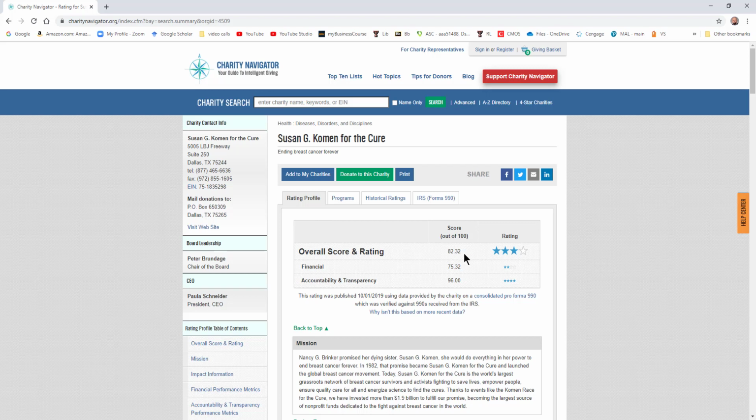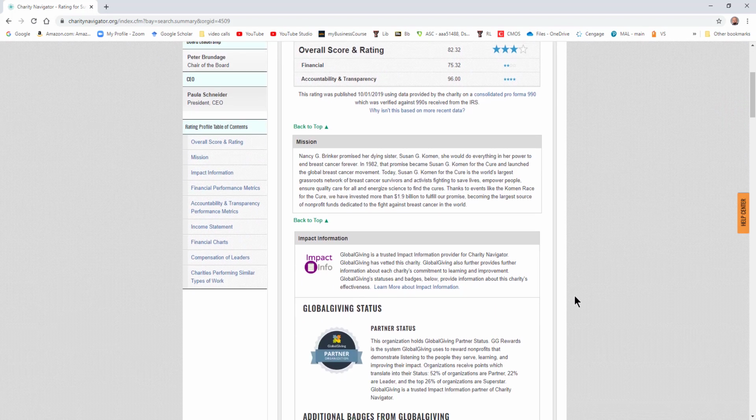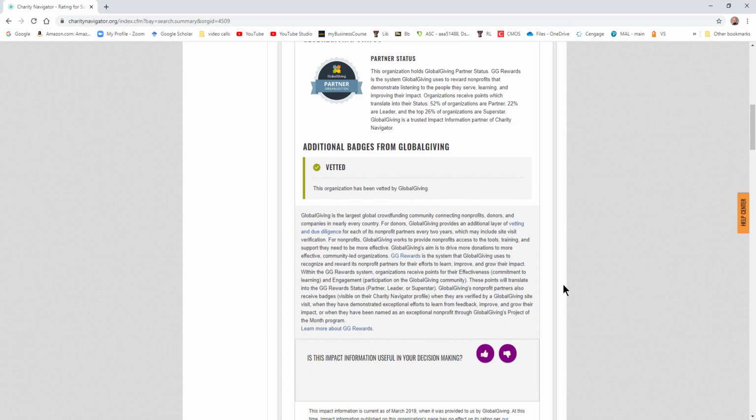And you just want to be aware of this because a lot of people think that they're donating money to a good cause. But is their money being used efficiently? That's what this whole rating score is all about. You know, I've seen Susan G. Komen for the Cure be very low rated. Over the years, it's increased over time.